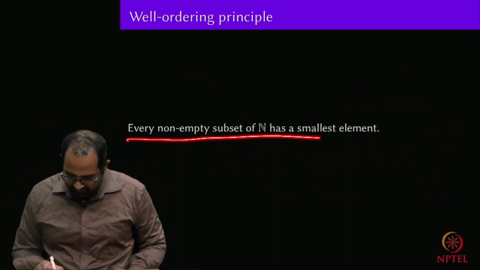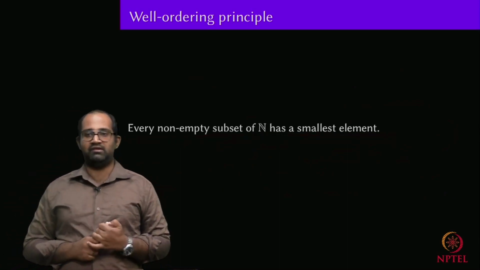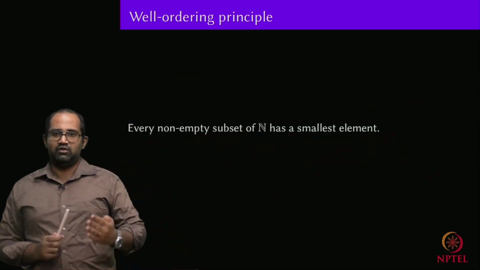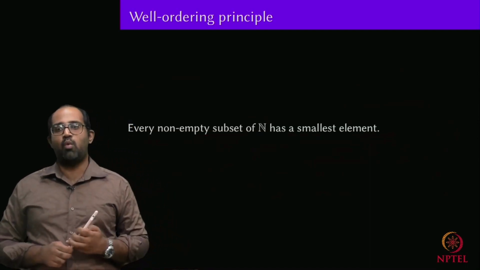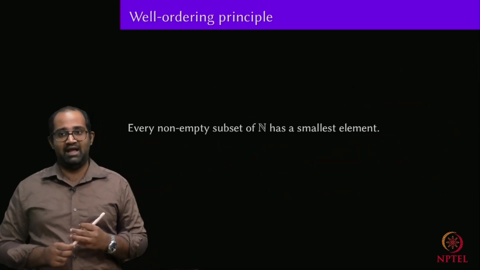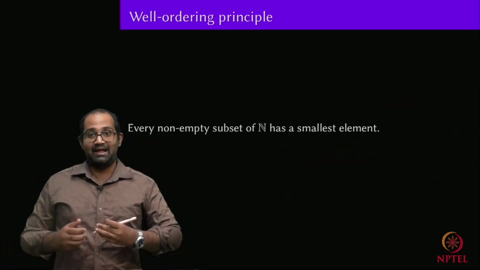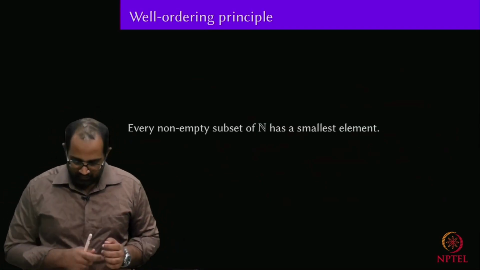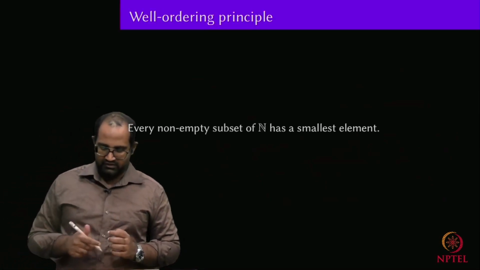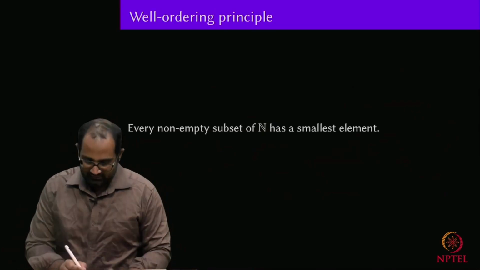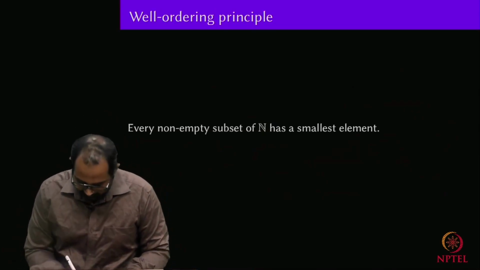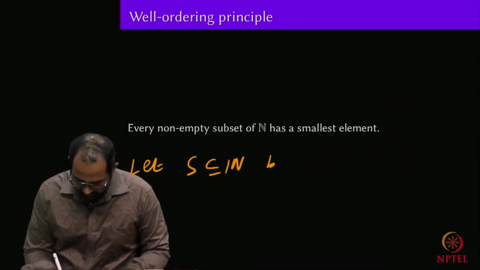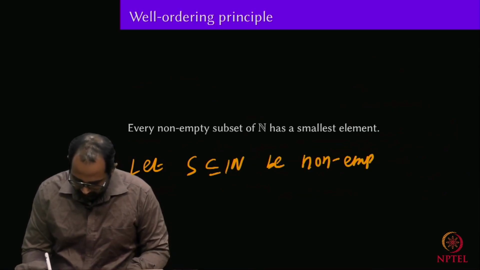Every non-empty subset of N has a smallest element. Well, 2 slides before we really showed that 1 is the smallest element of N, but this says that every non-empty subset also has a smallest element. Well, let's prove this. What do I mean by this? Let S, a subset of N, be non-empty.